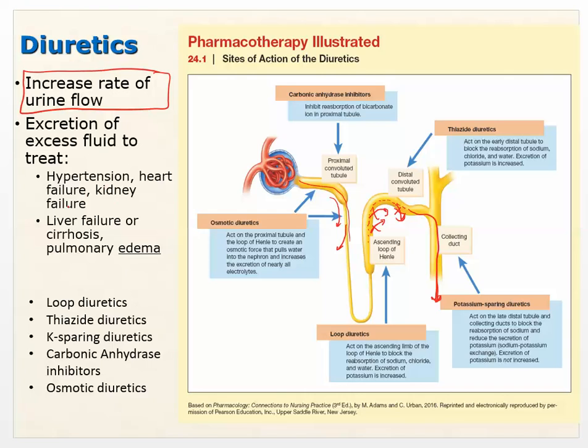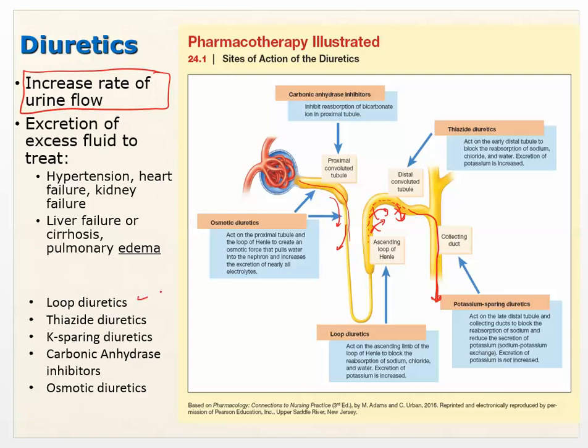So hypertension, heart failure, kidney failure, liver failure, or cirrhosis. A lot of times you get ascites in a cirrhotic liver. There'll be some ascites or fluid buildup. Pulmonary edema. So again, you're just trying to reduce fluid because fluid is building up in places that fluid shouldn't be building up. Okay, so that's another use of these diuretics.